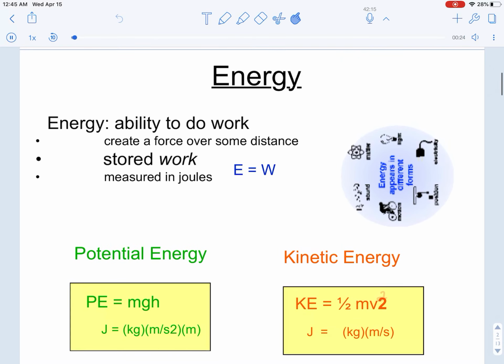this particular chapter. We have potential energy, which is affected by the mass of the object, the Earth's gravitational acceleration constant, which is 9.8, and then the height of the object above ground level, or whatever would be considered ground level, or a height of 0 for that object.